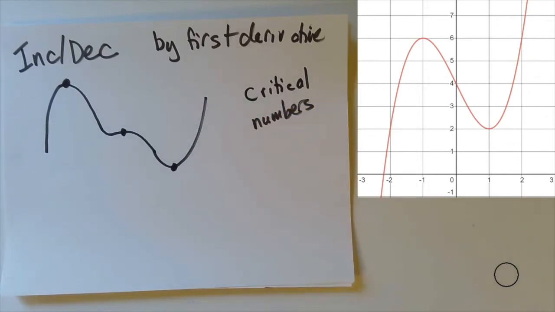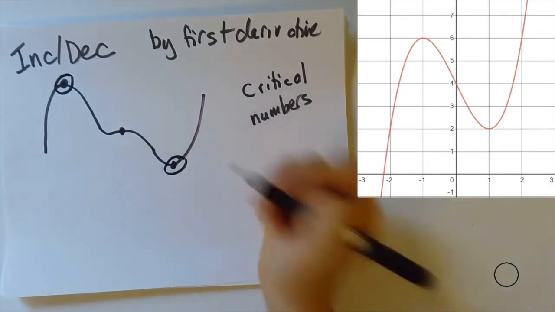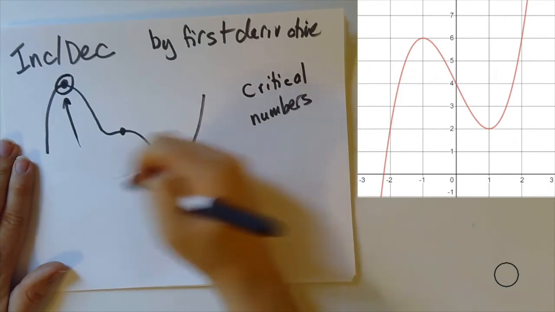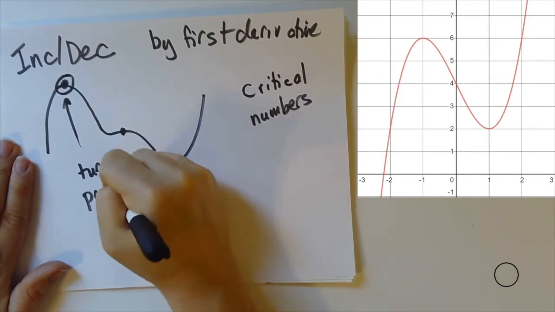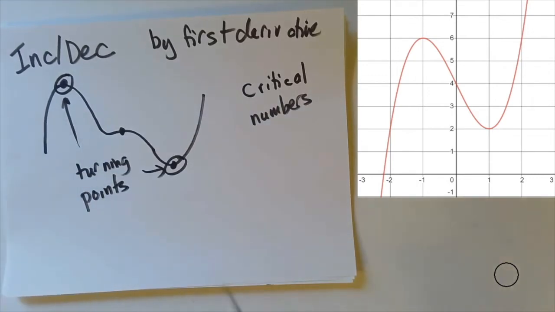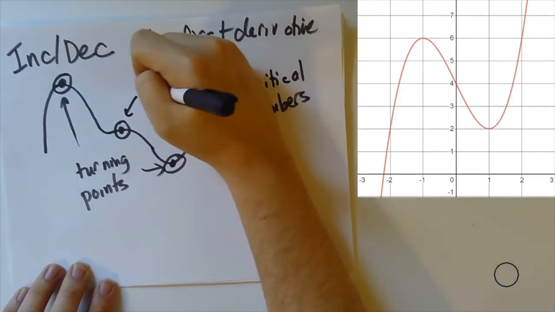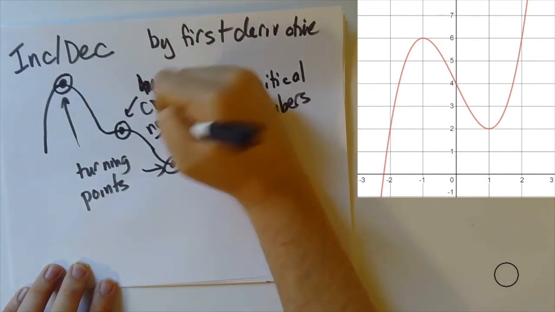Okay. So we're going to give a special name to the places where the function actually changes direction. Namely, I'm going to call both of these things turning points. And this one in the middle, it's still a critical number, but it's not a turning point. And it's not a turning point because the function's actually decreasing on both sides. So this is a critical number, but not a turning point.